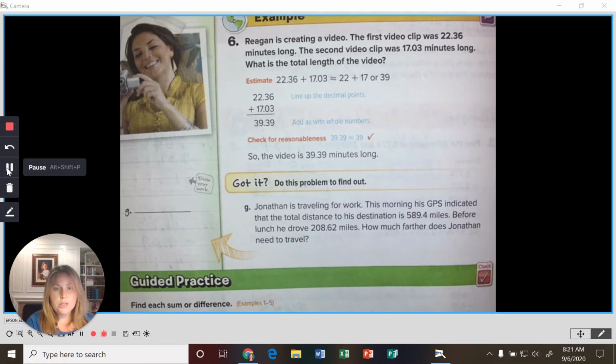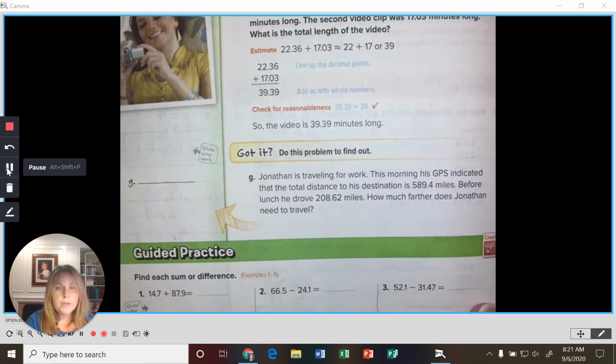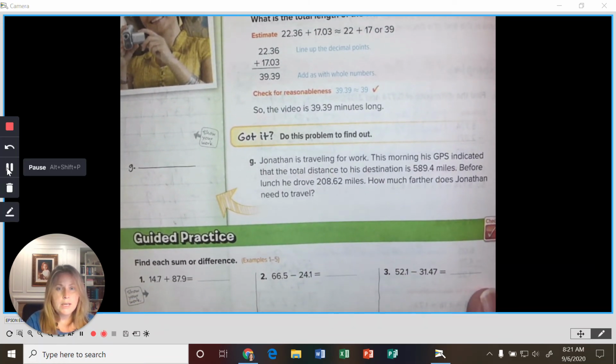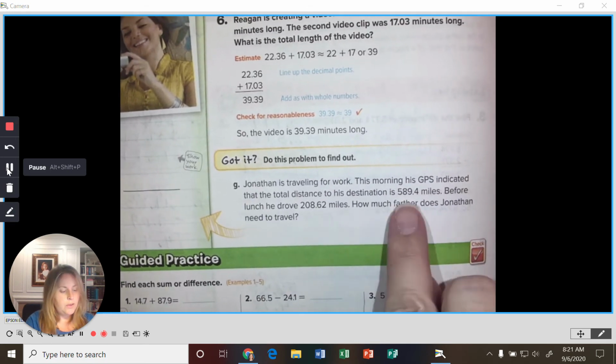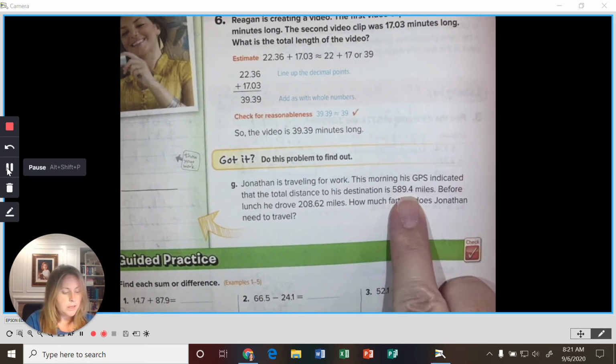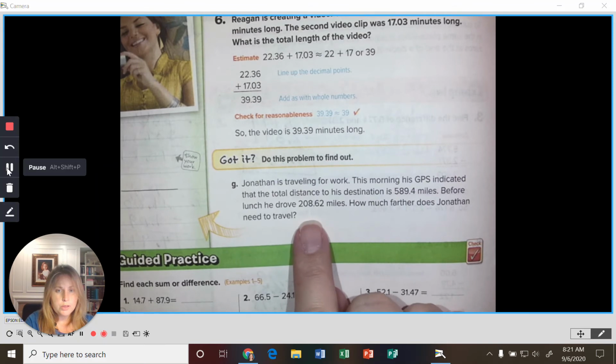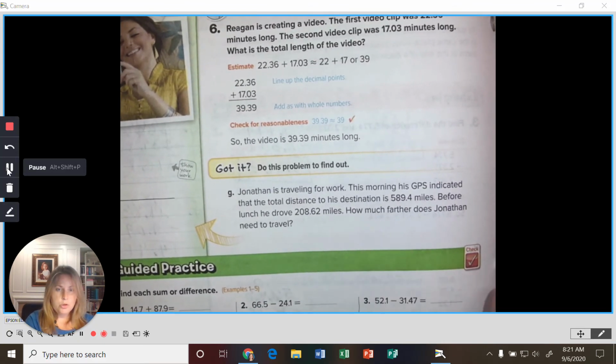Now let's look at Jonathan. Jonathan is traveling for work. This morning, his GPS indicated that his total distance to his destination is 589.4 miles. Before lunch, he drove 208.62 miles. How much farther does Jonathan need to travel? Okay, so the total distance, 589.4, minus how far he's already gone, 208.62, will give us the amount that he still needs to travel. So that's going to be a subtraction problem.